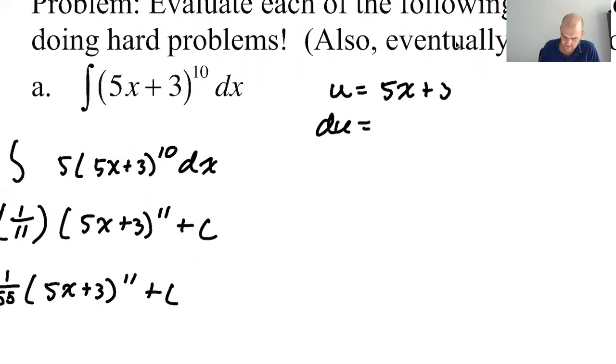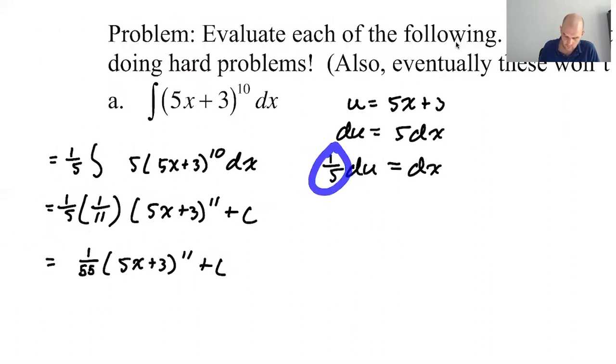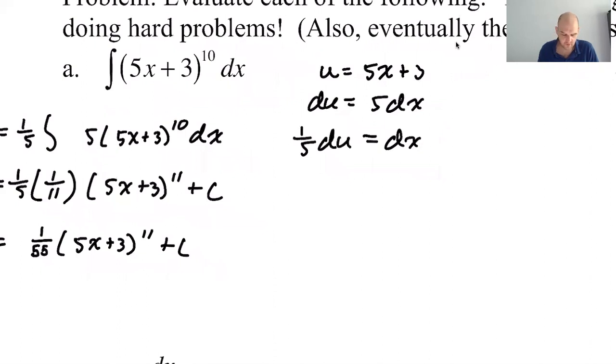So du is 5 dx, so 1/5 du is dx. For comparison's sake, that's where that 1/5 is coming from. I'm really just transforming the whole thing into u's in my head. And the more practice you have, the faster you can do it. Within a week, everyone will be able to do this in their head, no doubt. This is a straightforward problem.